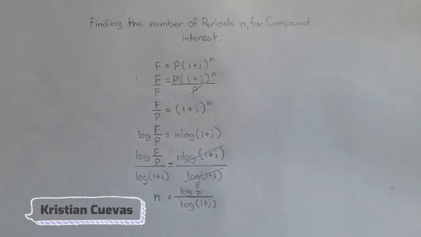In finding the number of periods denoted by letter N for compound interest, we will use the formula F is equal to P times (1 plus j) raised to N. In order to find N, we will divide both sides by P, and the answer will be F over P is equal to (1 plus j) raised to N. In order to isolate N, we will express our answer in logarithms, which is log of F over P is equal to N times log of (1 plus j). After that, we will divide both sides by log of (1 plus j). Thus, N is equal to log of F over P divided by log of (1 plus j).